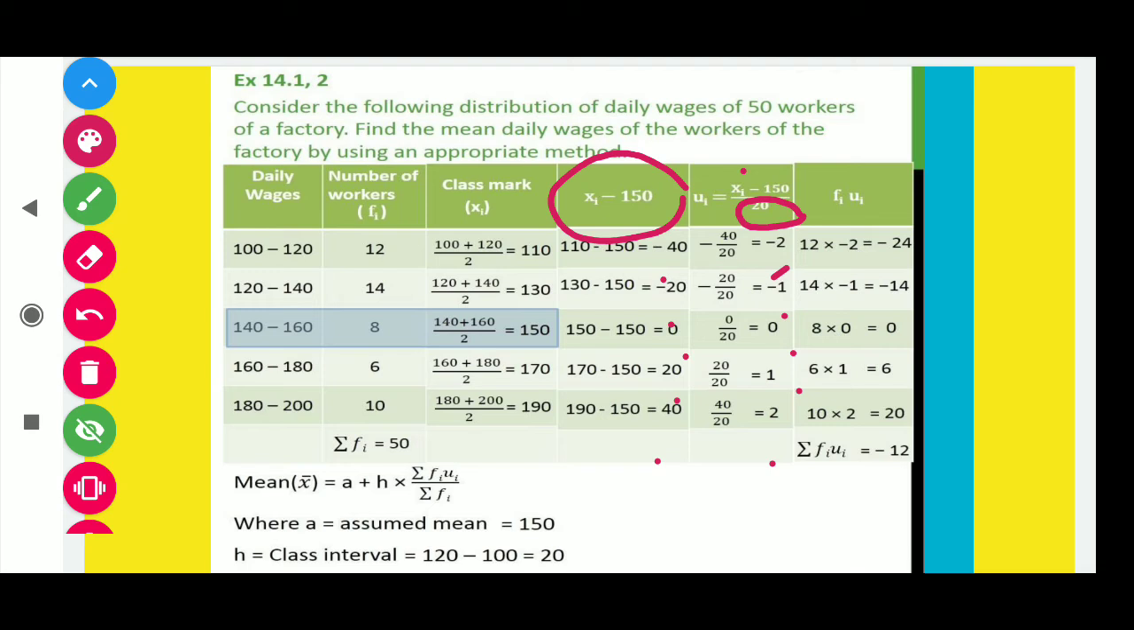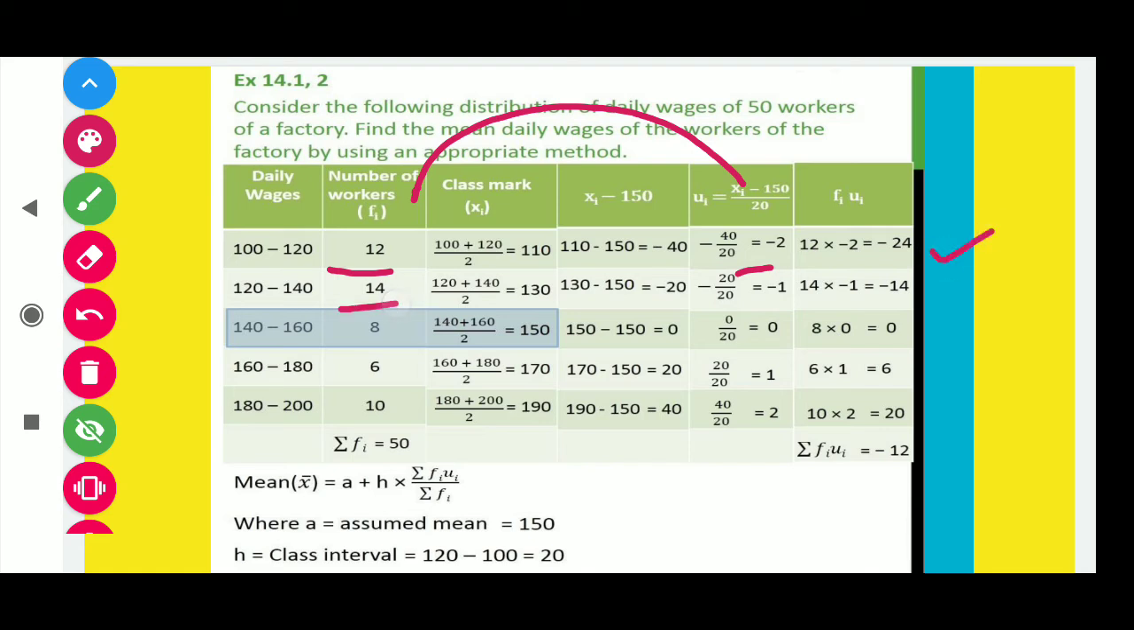Now multiply fi with ui. Fi is the frequency, multiply it with ui, and you have to multiply with the corresponding values. So 12 into minus 2 we get minus 24, 14 into minus 1 we get minus 14, 8 into 0 we get 0, 6 into 1 we get 6, and 10 into 2 we get 20.